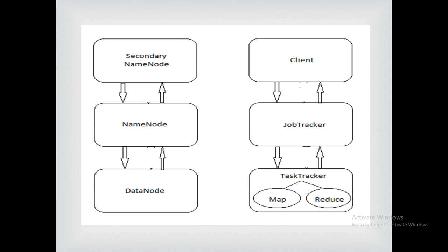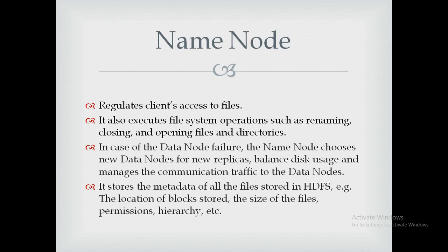As we all know, name node is the master, we can call it a master node. It regulates the client access to the file. So what does the name node store? It stores all the metadata related to the file. It executes the file system operations such as renaming a file, closing a file, opening a file, and directories. The name node stores the information of a file that is stored in the multiple data nodes. As we all know, in one data node there are multiple copies of data. The information of those copies is stored in the name node.